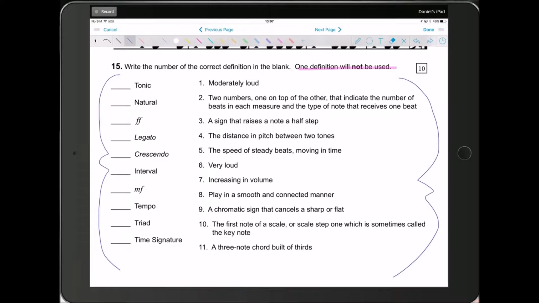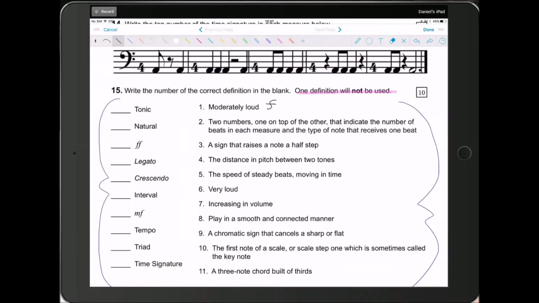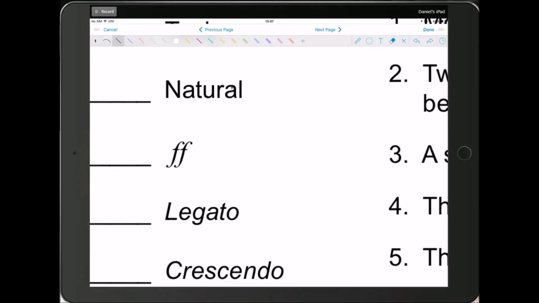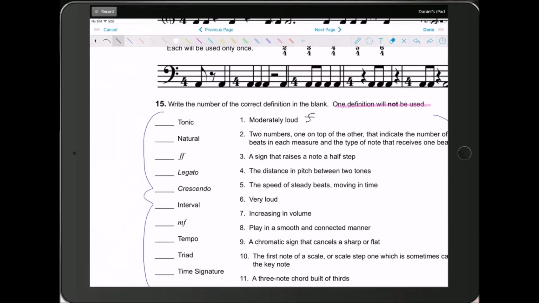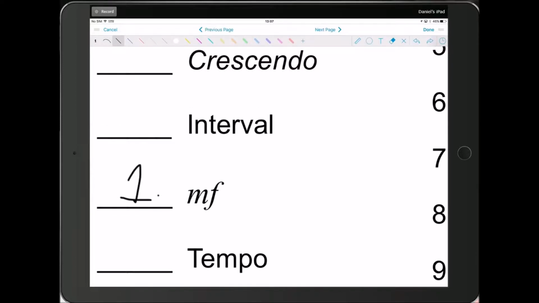So let's just start with number 1. Moderately loud. You should know that loud, the Italian word for loud, is forte, and the symbol for forte is F. So we should be looking for something that has an F in it. Well, here we have a double F. That's not moderately loud. That's super loud. Here we have an MF. M for moderately, or moderato, and F for loud. So number 1 should go right there.